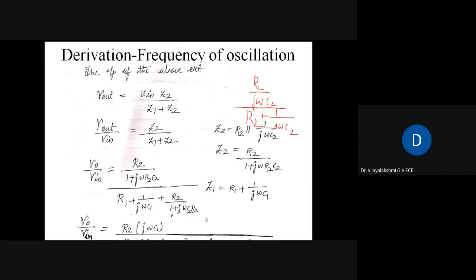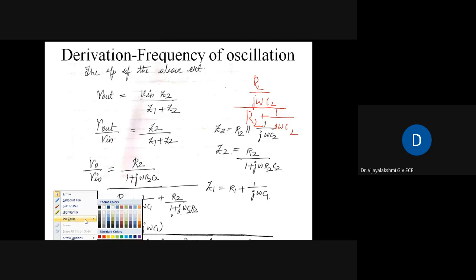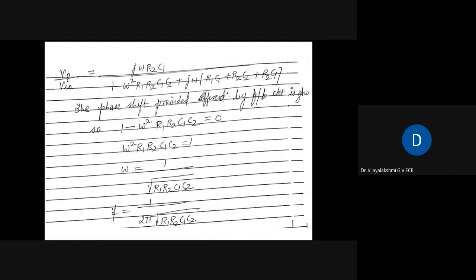Yeah, so further I can simplify this. So you can see the element here, R1 into j omega C1. So this I can multiply. If I multiply, this is what I'm getting finally: V naught by Vin is equal to j omega R2 C1 into this. After multiplication, I'm taking j omega as common.